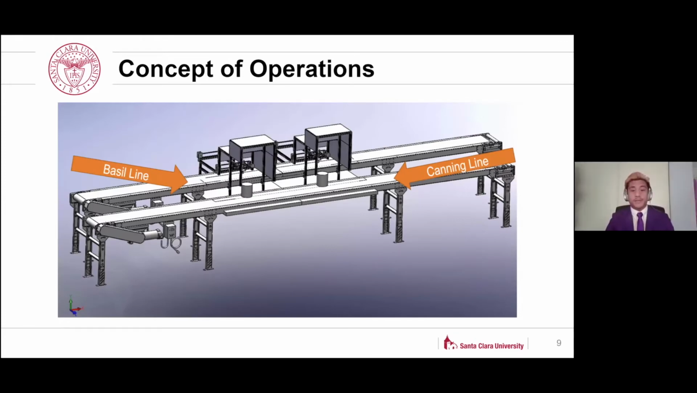Concept of operations. Our hope is that our robot can be easily implemented into Stanislaus Food Products' existing assembly line. As of now, workers have buckets of leaves which they'll manually place into cans moving by a conveyor belt. Our robot would be implemented with an additional conveyor belt parallel to the existing conveyor. This second conveyor would have basil leaves on it such that our robot can have a continuous supply of basil leaves to place into cans.